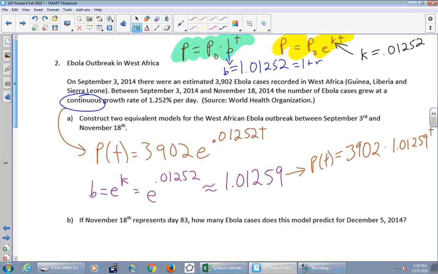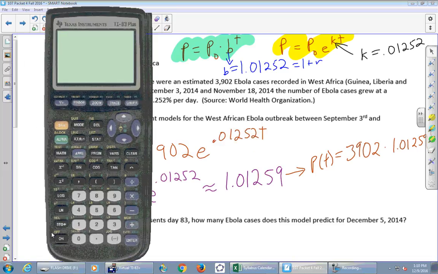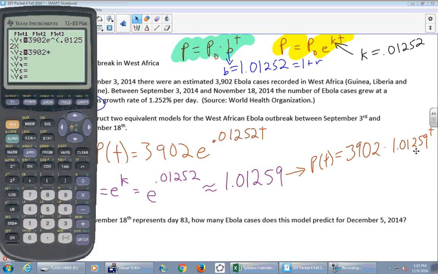And I just want to show you something real quick. You don't need to do it on your calculator. But if I were to come in here, I'm going to graph the first formula, y equals 3902 times e to the 0.01252. I can't use t, so I'm using x. So that's one equation. And then the other equation is this 3902 times, instead of typing in this 1.01259, which had some rounding in it, because Jamie didn't share all the digits that he had on the calculator, how did we get this number?